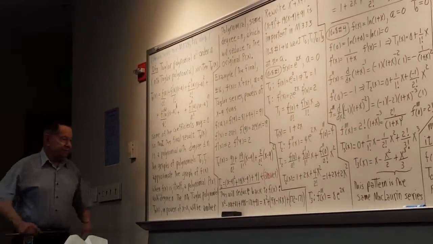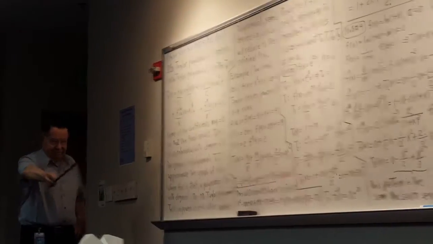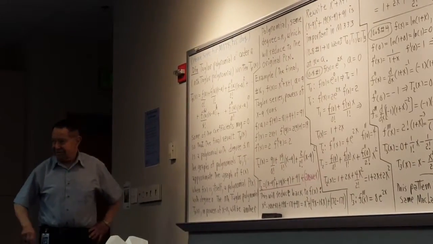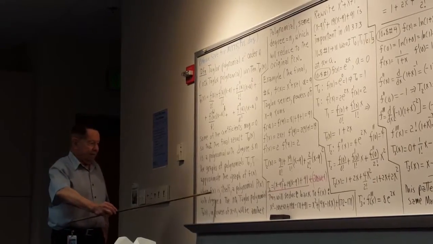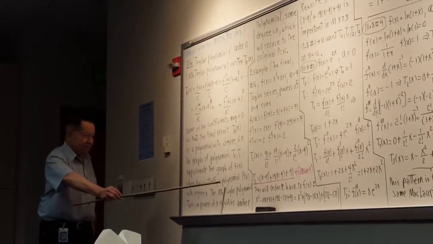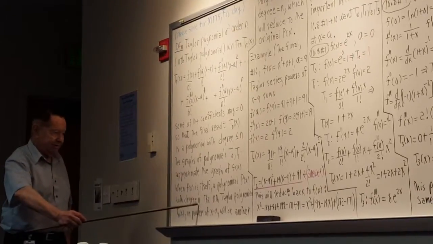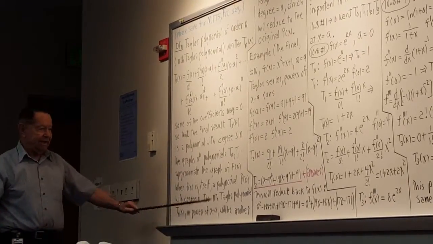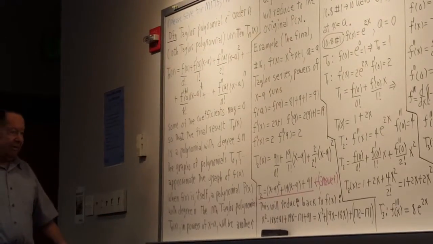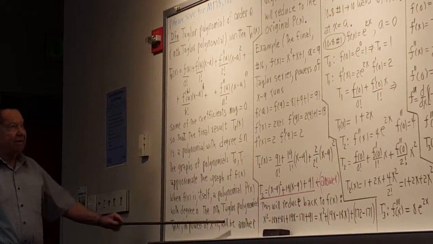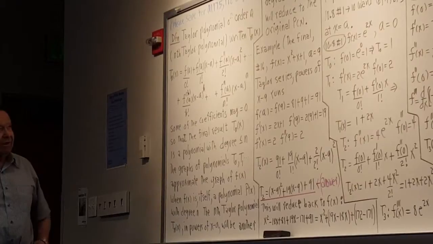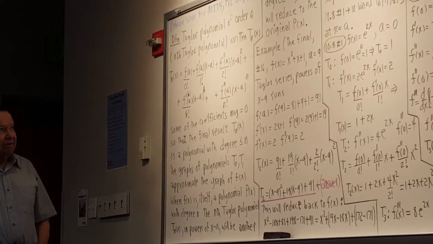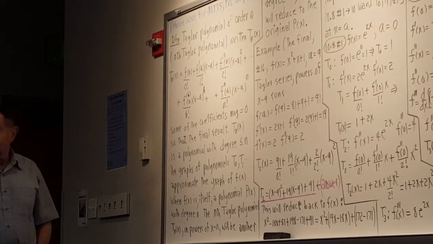So the graphs approximate the graph of f of x, like we've been seeing in the pictures. When f of x itself is a polynomial, p of x, with degree n, then the nth Taylor polynomial in powers of x minus a will be another polynomial of that same degree, and they'll reduce to the original.